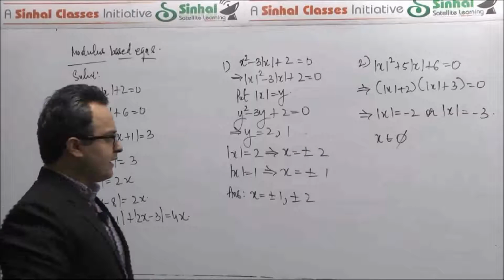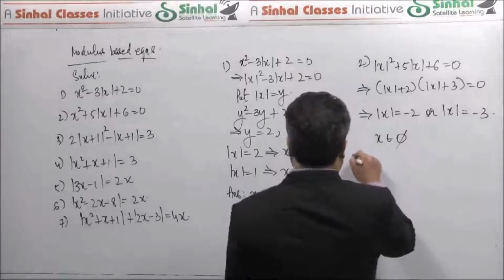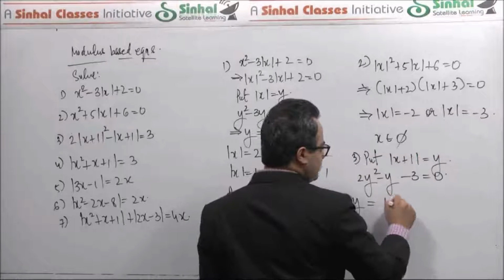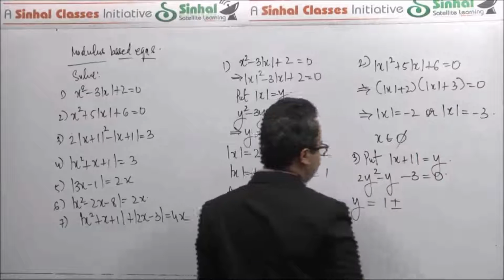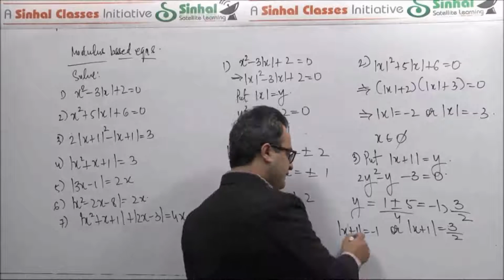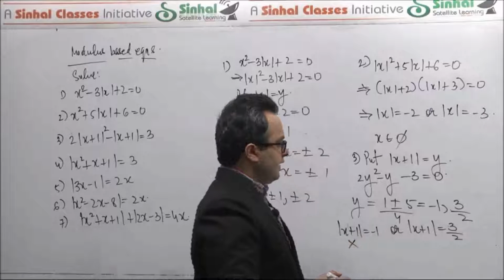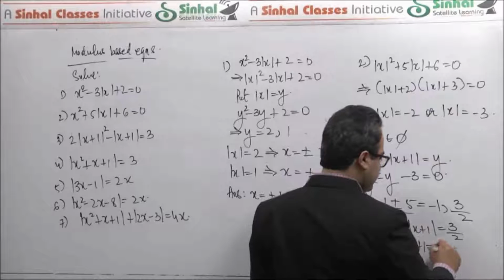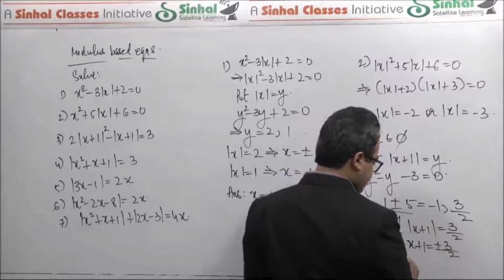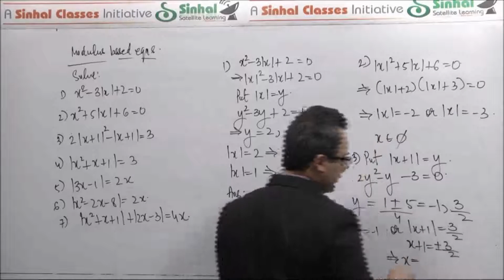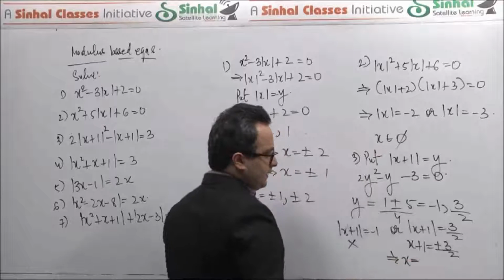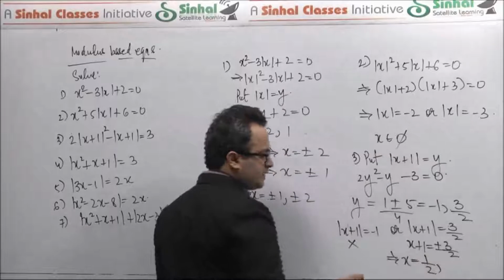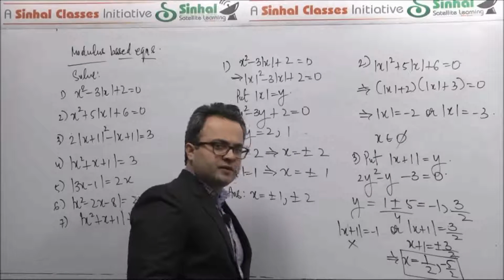It already is in quadratic form, so x plus 1 as y. Quadratic formula for the roots gives me 1 plus 1 as minus 1, which will not give me any real solutions. And for mod of x plus 1 equal to 3 by 2, I can say that x plus 1 will be plus or minus 3 by 2. So again, take the positive sign once. So that will give us 3 by 2 minus 1 by 2. And taking the negative sign once gives us the solution set: half comma minus 5 by 2.